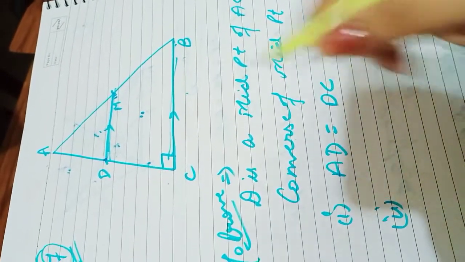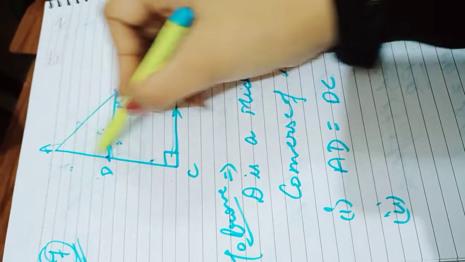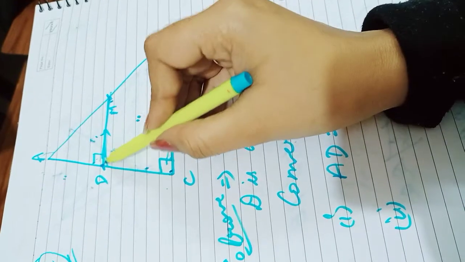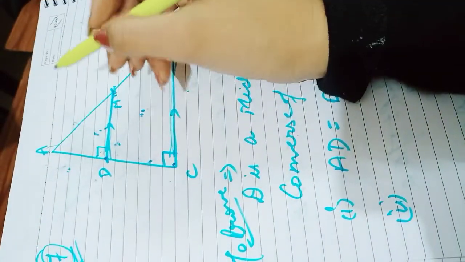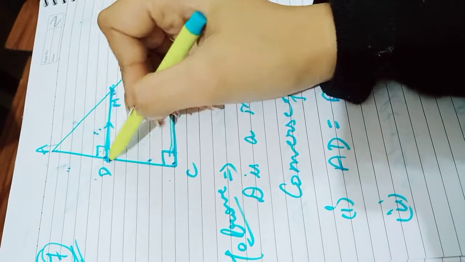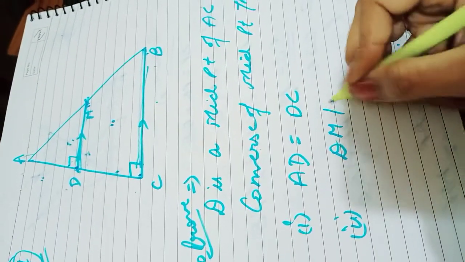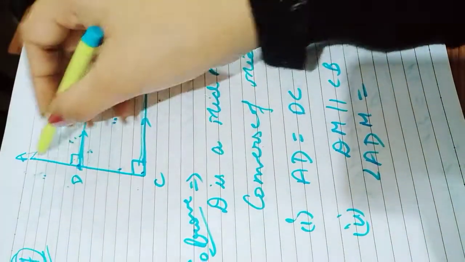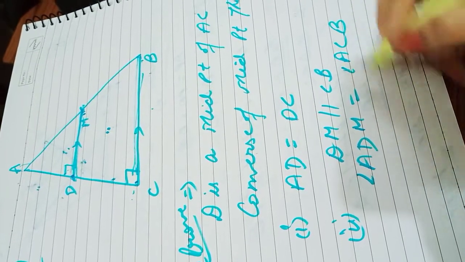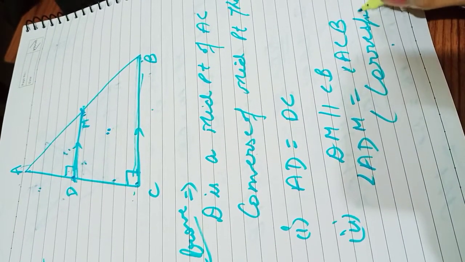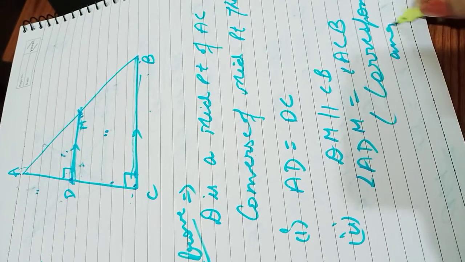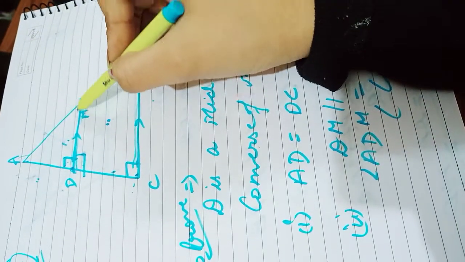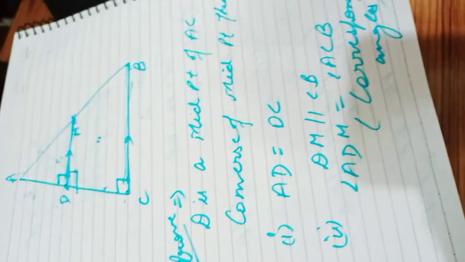In the second part, you have to prove that this DM is perpendicular on AC. To make it perpendicular, you have to prove that this angle is of 90 degrees. These lines are parallel. So by using corresponding angles, first of all you have to write DM is parallel to CB. Angle ADM would be equal to angle ACB. Reason being corresponding angles. Okay. If corresponding angles are equal, this becomes 90 degrees. This will also become 90. So DM is perpendicular on AC. This was the second part only.